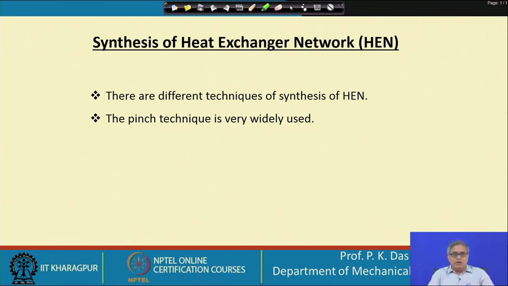Now, in the present course, of course, we will keep the problem simple, but you will get some idea of what is the issue and what could be the demand in an industry as far as this process integration is concerned.